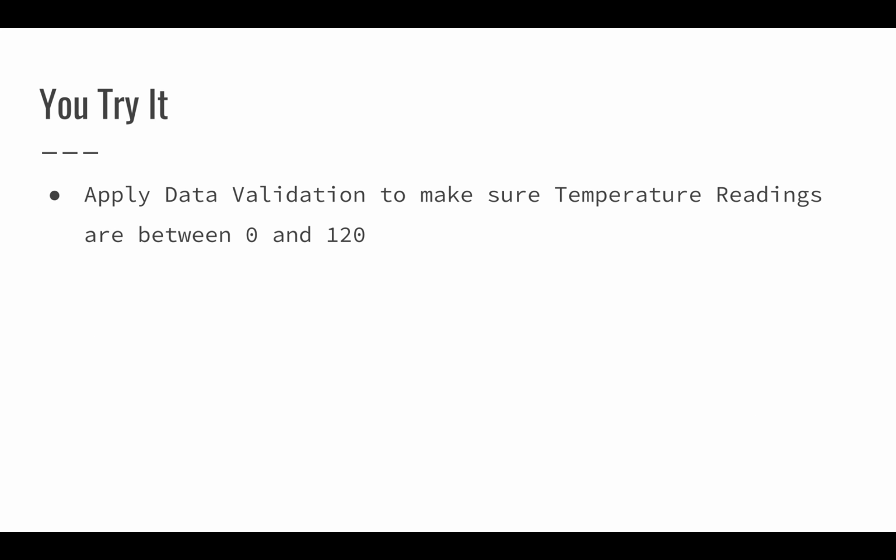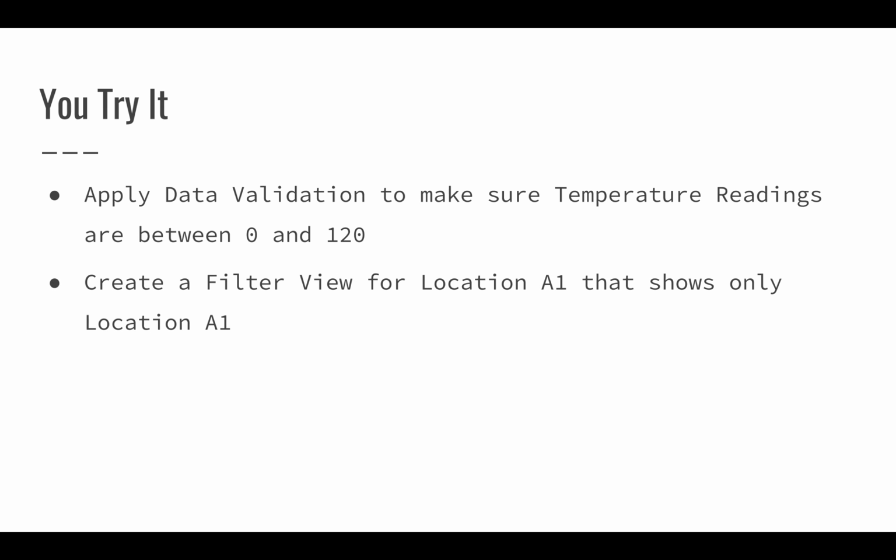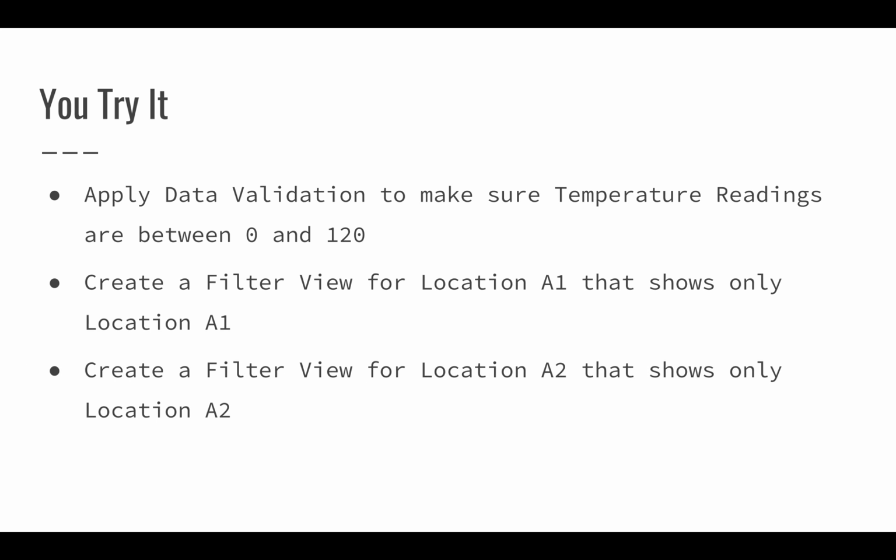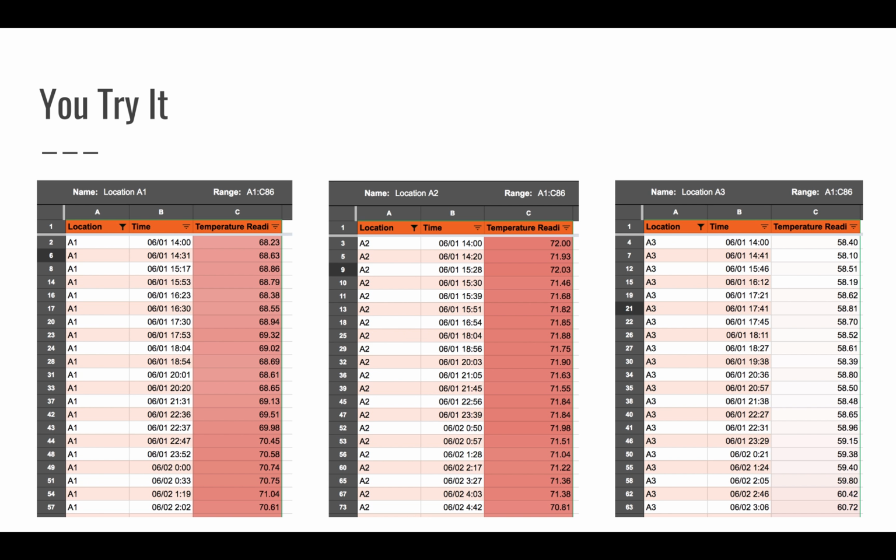Once you've done that, apply data validation to make sure that any new temperature readings are between 0 and 120. Create a filter view for location A1 that shows only location A1, the same for A2 and the same for A3. When you're all done, you should have three different filter views that look like this.